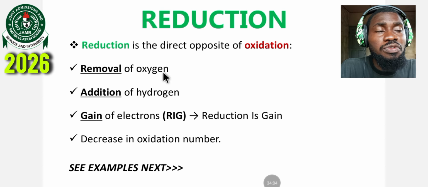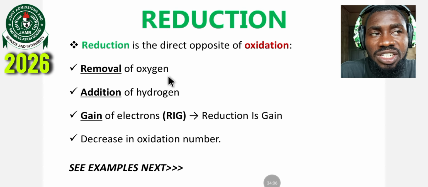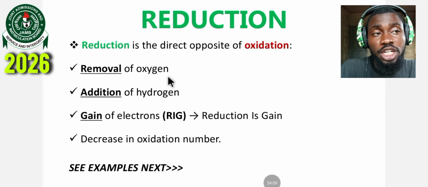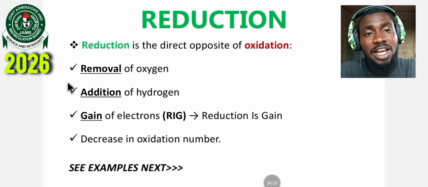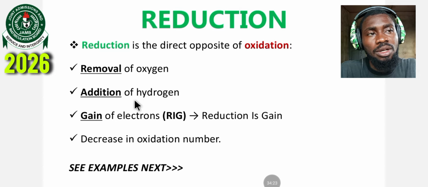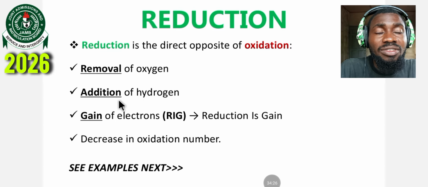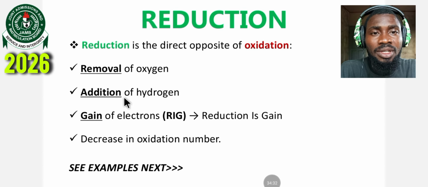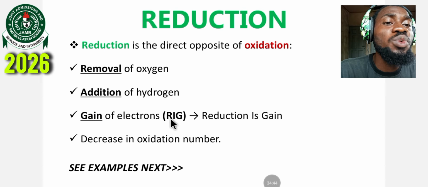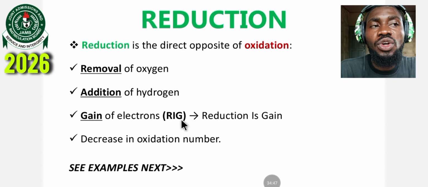The first feature of reduction we have here is removal of oxygen. Remember, oxidation is addition of oxygen, reduction is removal of oxygen. So in oxidation, oxygen is going in, but in reduction, oxygen is going out. The second feature we have here is addition of hydrogen. Remember, oxidation is removal of hydrogen, but in reduction, we are adding hydrogen.